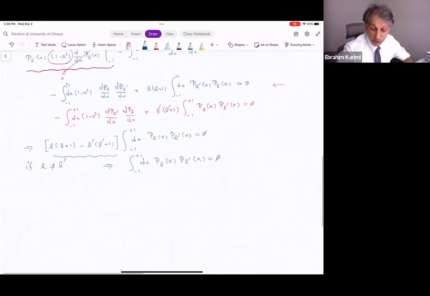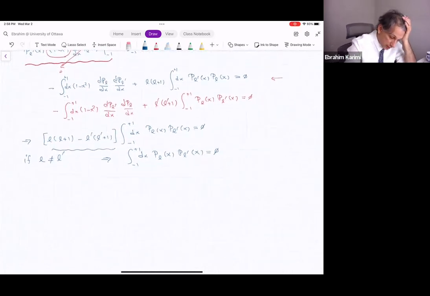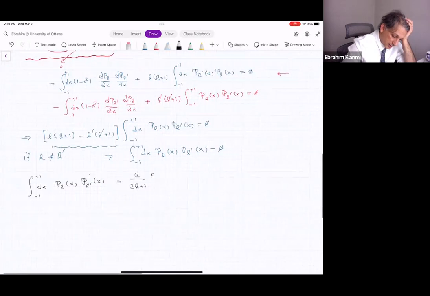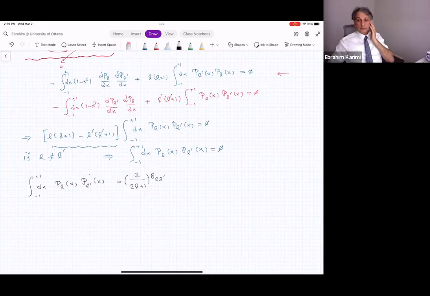And from the expression that we had previously, we can also get the results that we discussed. So essentially, the integral from minus 1 to plus 1 of P_L(x) P_L'(x) is equal to 2 divided by (2L plus 1) times delta of L L prime. Okay. So that was the entire expression that we solved.